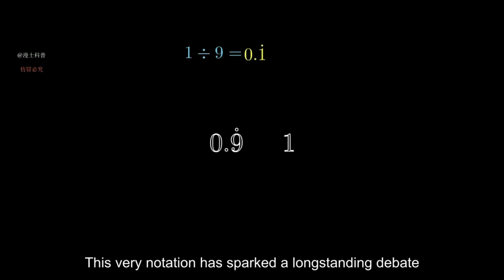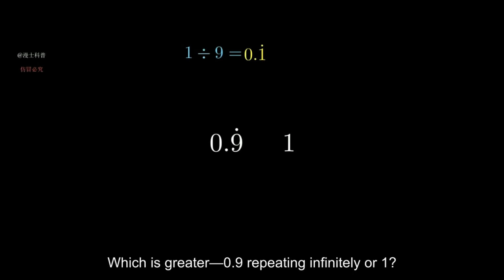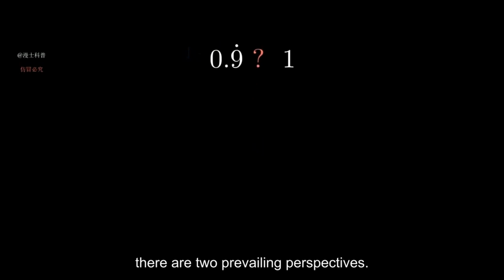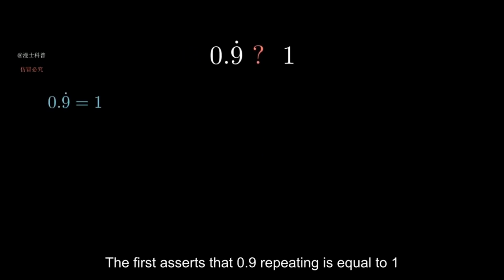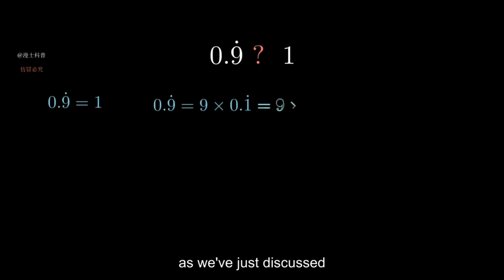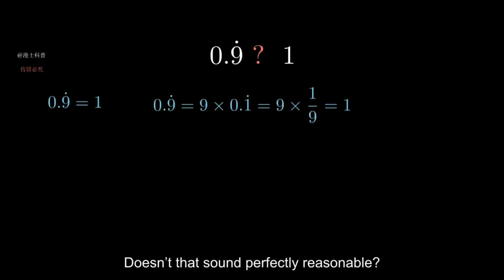This very notation has sparked a long-standing debate. Which is greater, 0.9 repeating infinitely or 1? On this matter, there are two prevailing perspectives. The first asserts that 0.9 repeating is equal to 1, arguing that 0.9 repeating can be expressed as 9 multiplied by 0.1 repeating. Now, as we've just discussed, 0.1 repeating is equal to 1/9. See, that means it equals 1. Doesn't that sound perfectly reasonable?